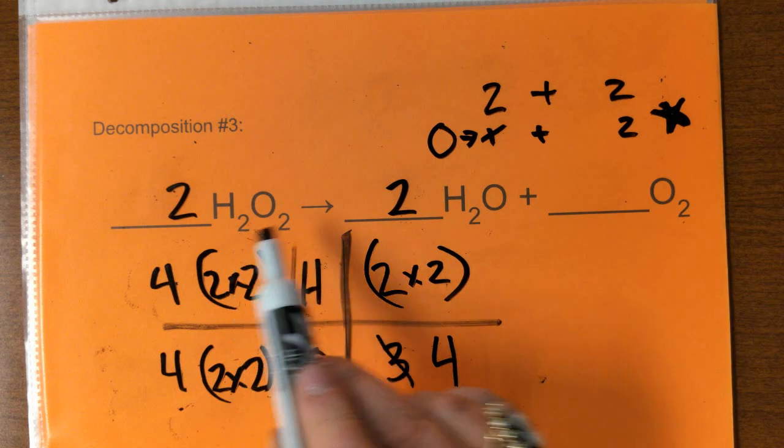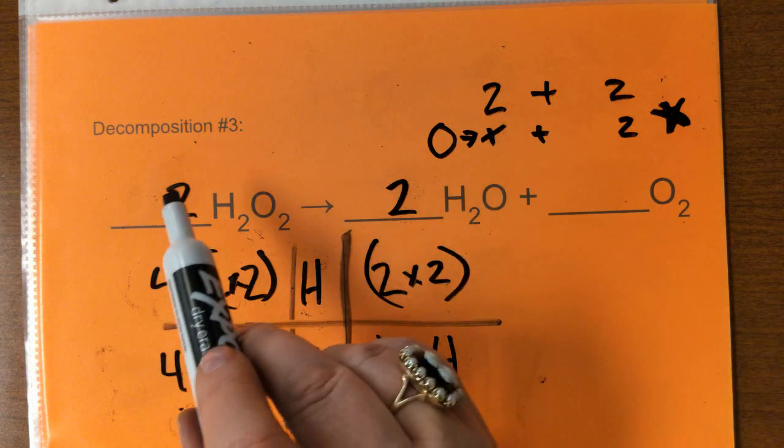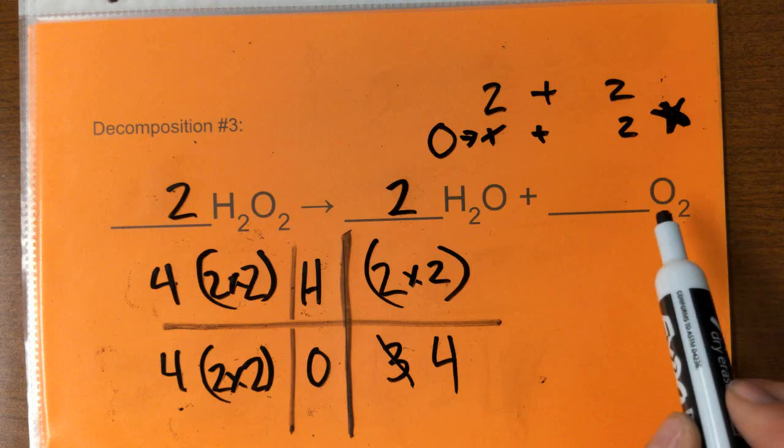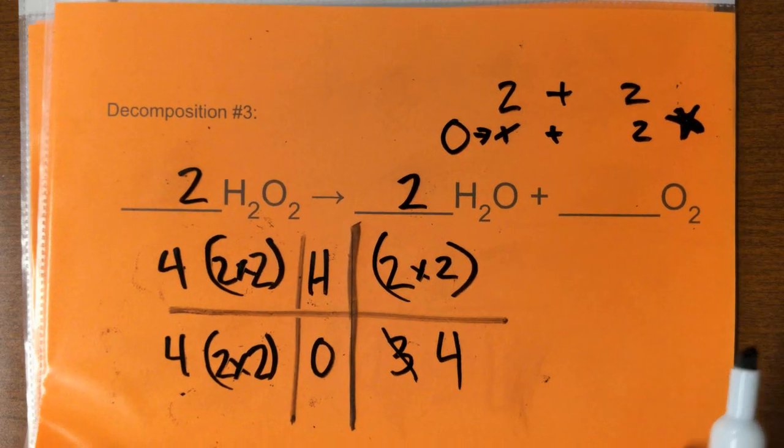2 times 2 is 4. 2 times 2, 4 hydrogen. 2 times 2 is 4 oxygen. I have 2 oxygen there, plus 2 more gives me 4. We are good to go.